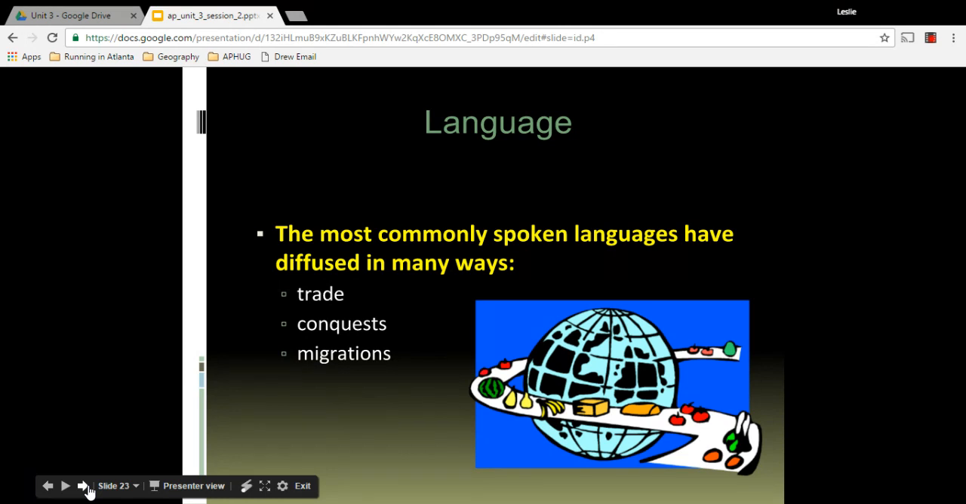So these human movements, whether it is moving ideas and money, moving armies, or moving people, have spread the most spoken languages around the world primarily through diffusion.